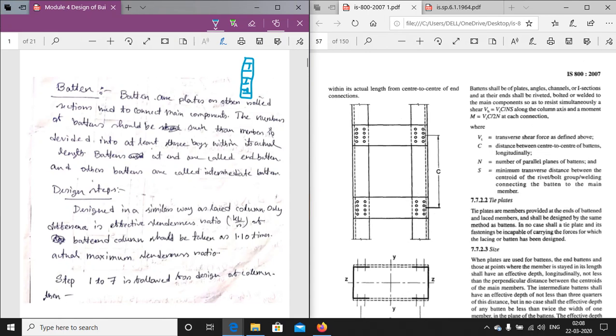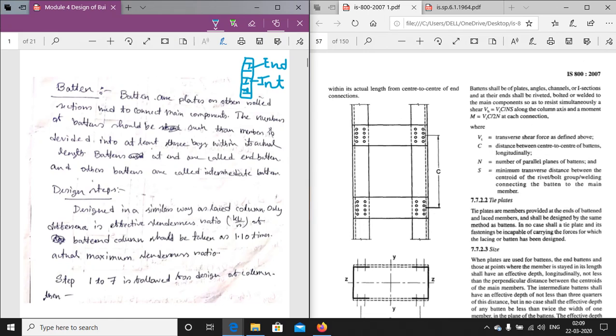Now there are two types of batten plates available. The batten plates provided at the center are called intermediate battens, and the batten plates provided at the ends are called end battens. They are generally designed in a similar way, but the procedure is somewhat different. You will see throughout our study how to design the batten plates.